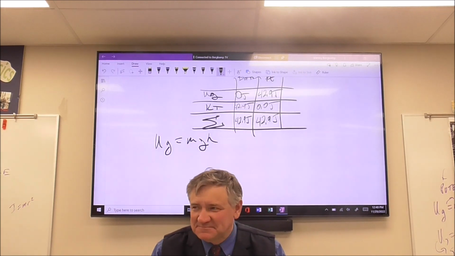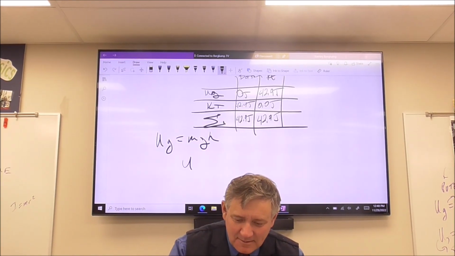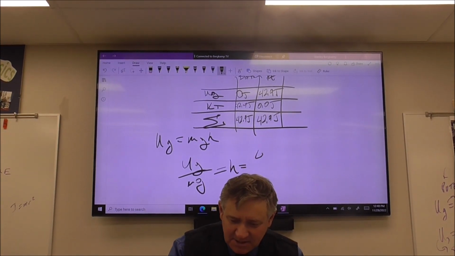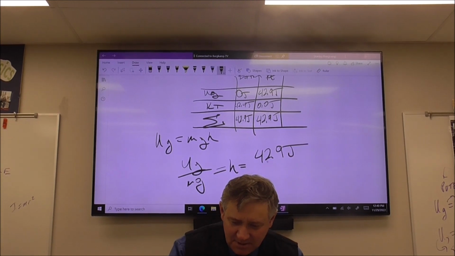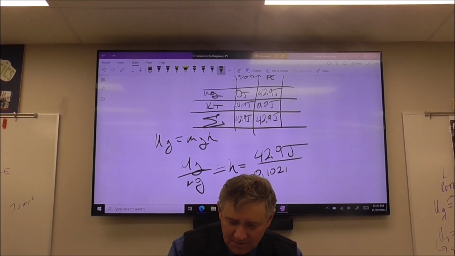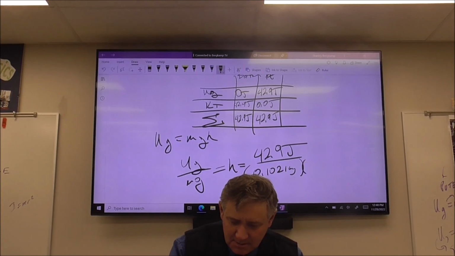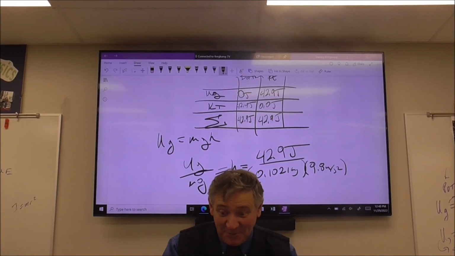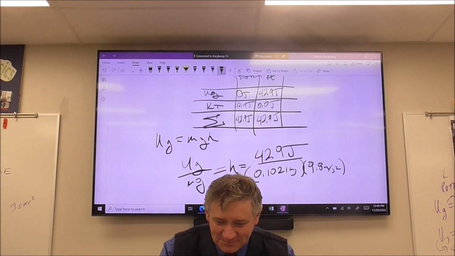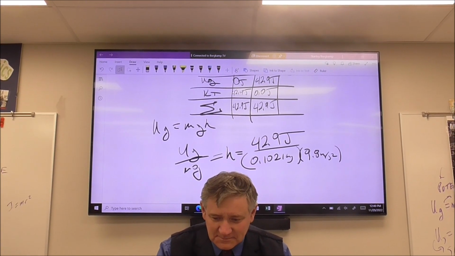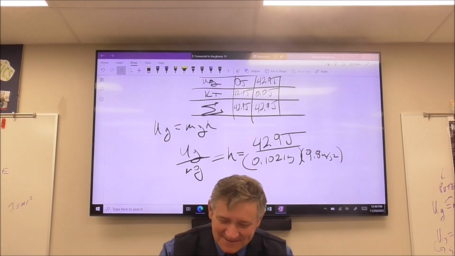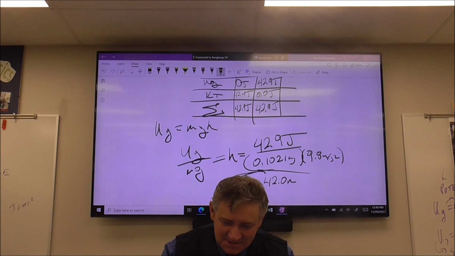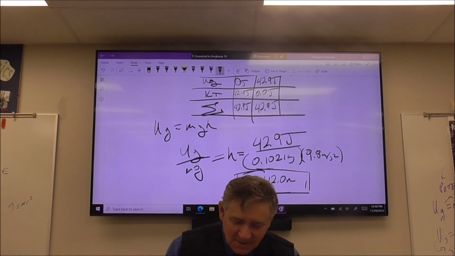So, how am I gonna get H by itself? You will divide UG by MG. UG divided by MG equals H. So somebody take 42.9 joules and divide that by 0.102 kilograms times 9.80 meters per second squared. What'd you get? 4.29? See, it works out perfect. I mean, with 3 significant digits, yeah. That's nice. Great numbers.